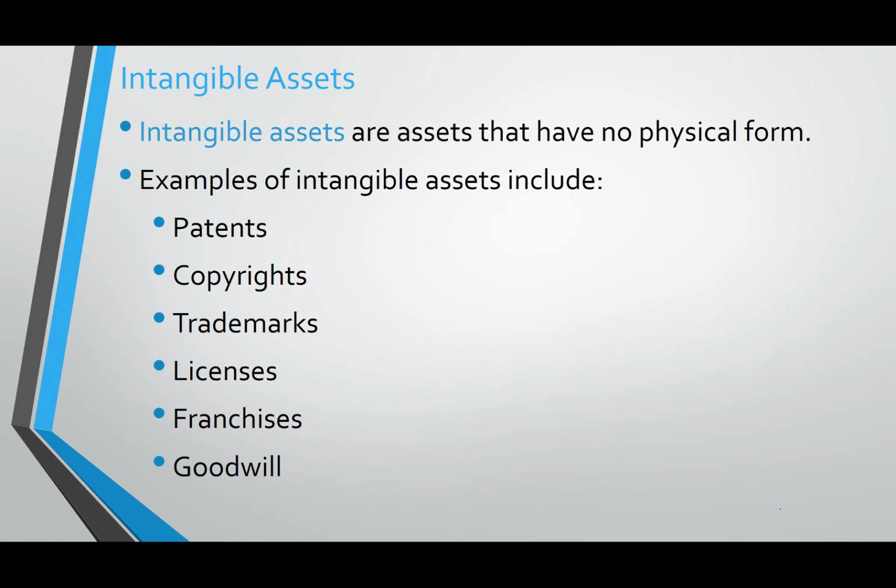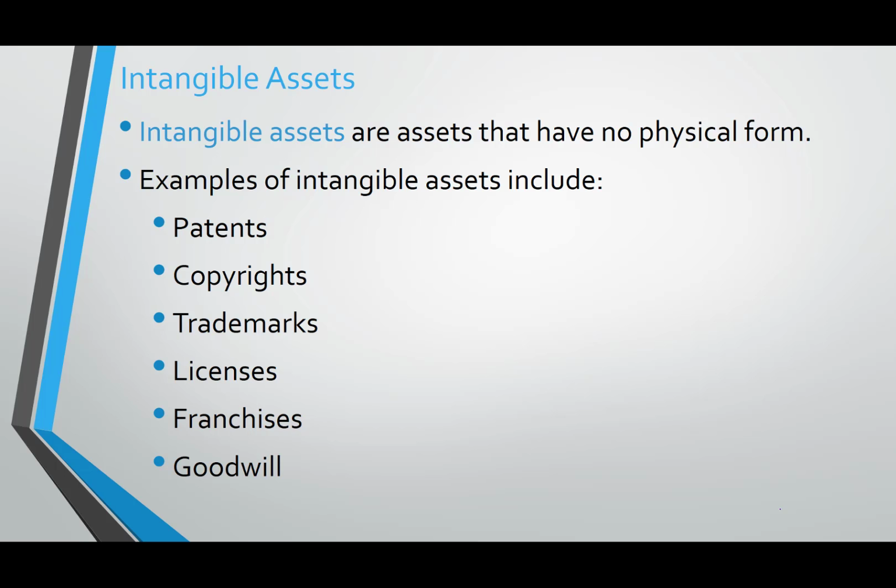Obviously, intangible assets are things that would have no physical form, and they would include things such as patents, copyrights, trademarks, licenses, franchises, and goodwill. And we'll talk about each of these as we kind of go through here. Now remember, we always record intangible assets at cost.